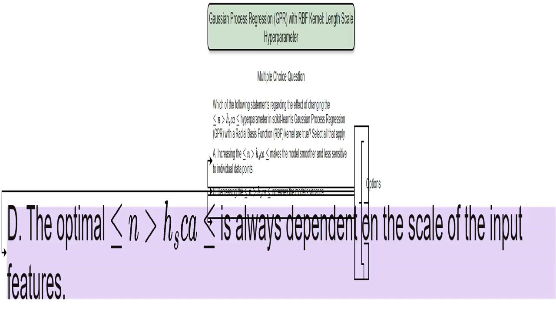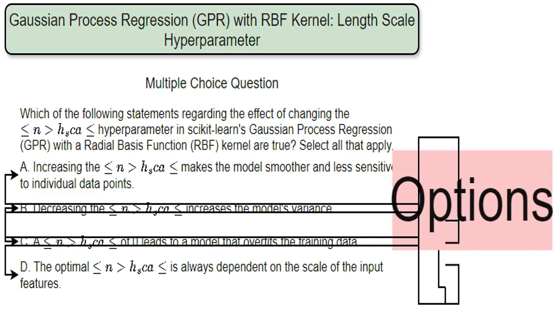If one feature is measured in millimeters and another in kilometers, the length_scale would be heavily biased. You need to scale your features properly for meaningful results. This is a crucial pre-processing step. These are the possible answers to the multiple-choice question. You choose the answers that correctly describe the effects of changing the length_scale parameter. It's about testing your understanding of GPR and RBF kernels.